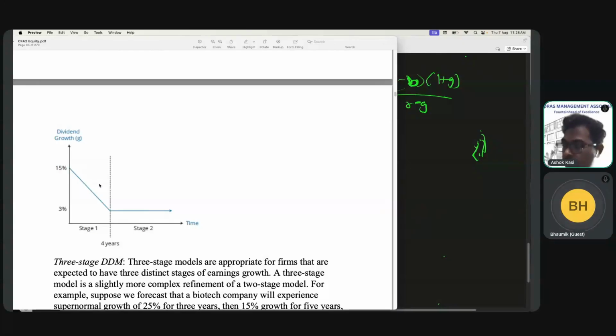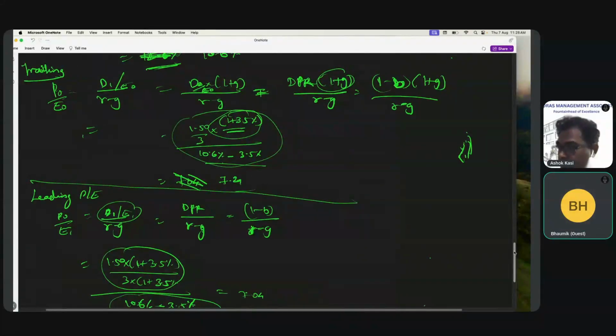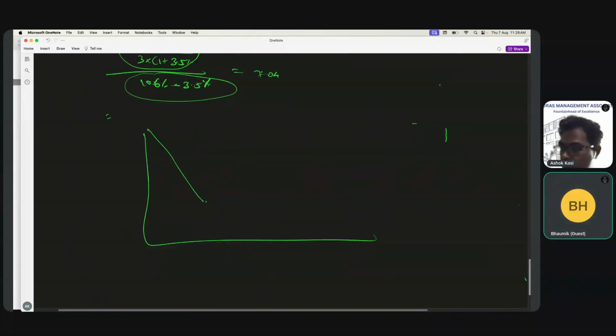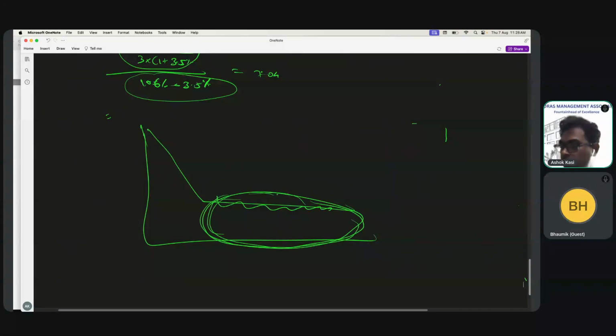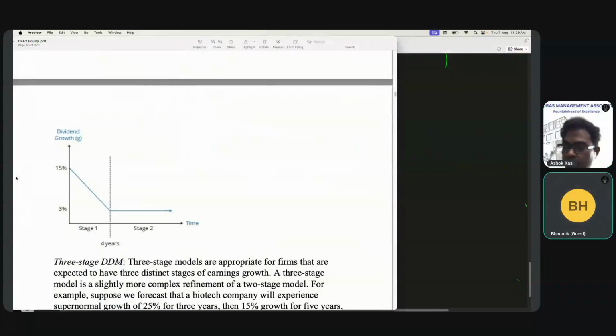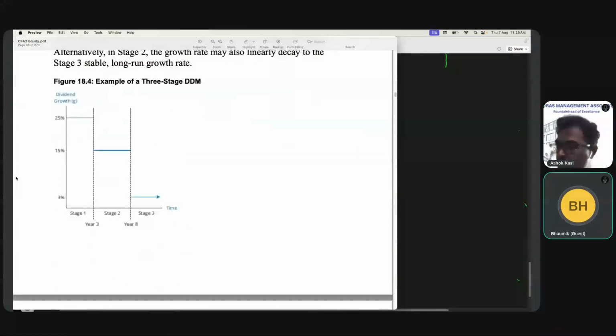Then what growth rate will we take here? We should certainly take 3 for this part, the Gordon growth, the constant growth. But for this period of time, what growth should I take? Here it is 15, then slowly it is coming down. I will take the average, in between. So this is what that formula is about, which we will see when it comes. Same way here, these are different stages of growth.